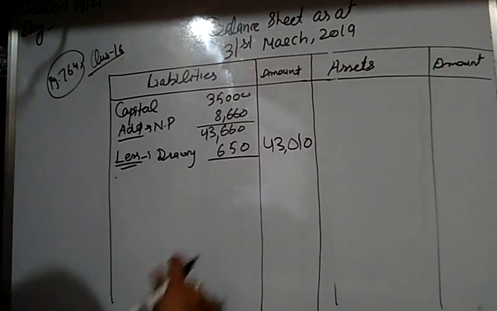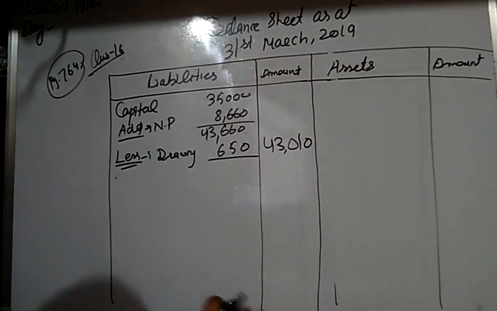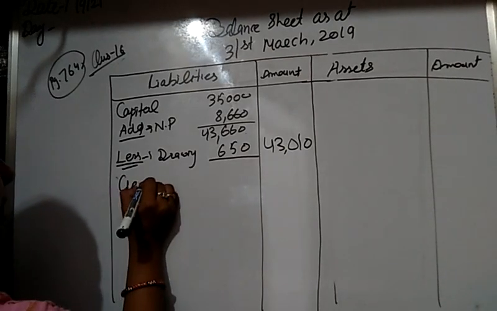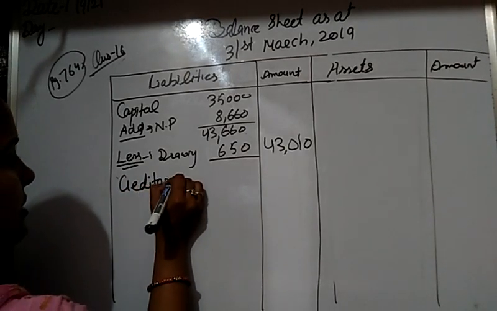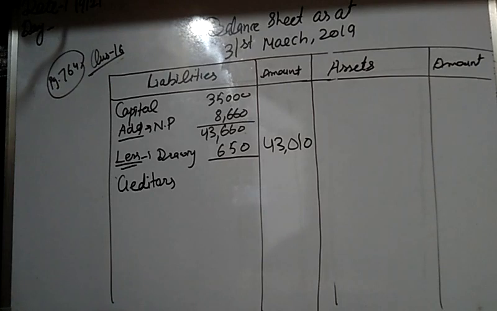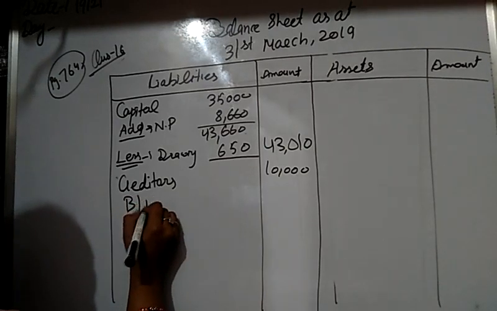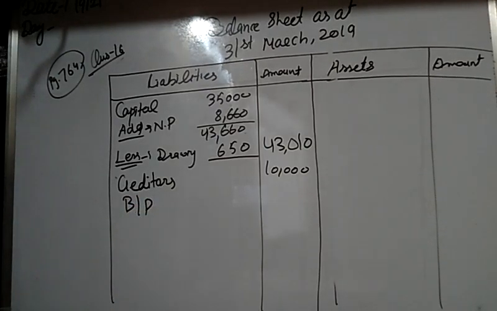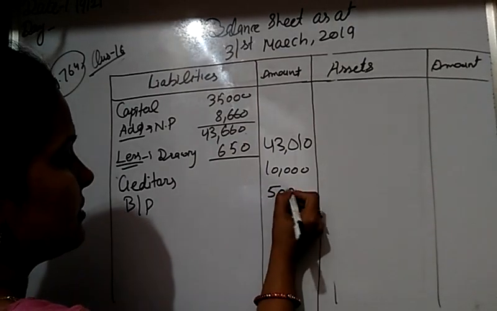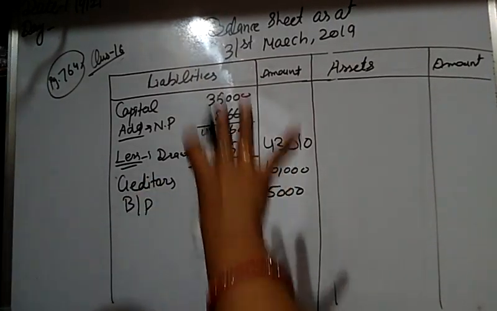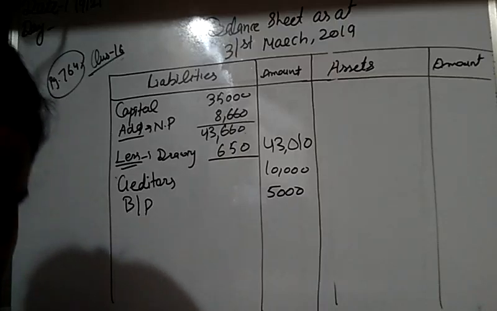Okay students, now we cover the liability side. Creditors are also recorded on the liability side. The amount of sundry creditors is 10,000. Bills payable is also given, the amount of bills payable is 5,000. Nothing else is related to the liability side, so this side is completed. Now come to the asset side.